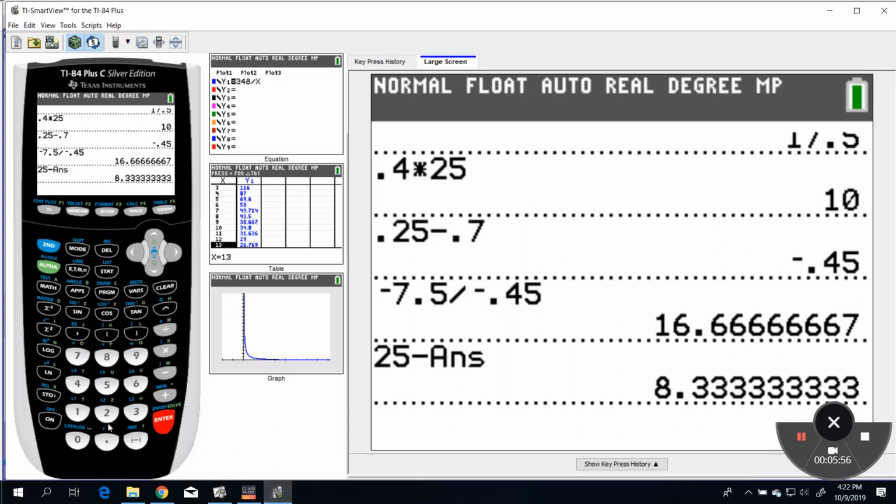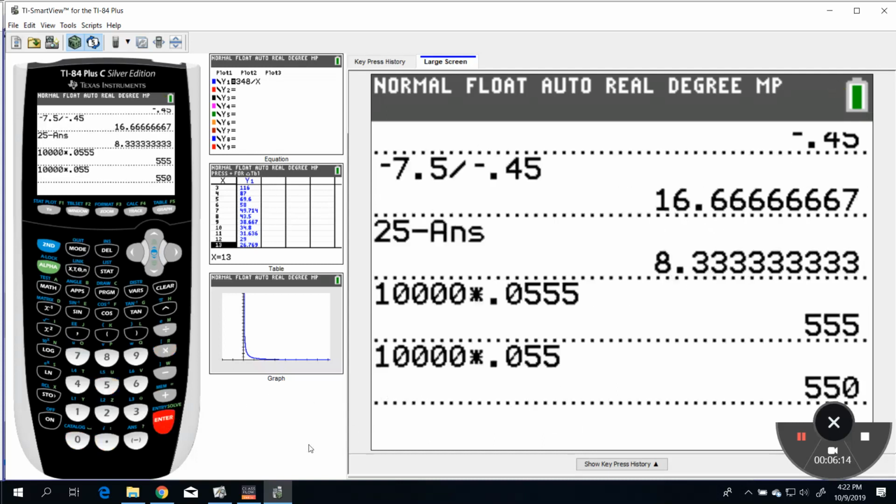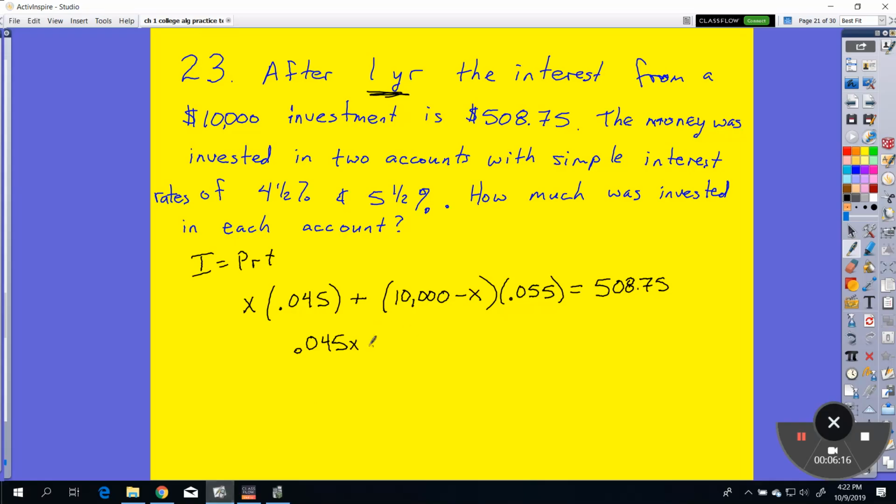I go to my calculator, 10,000 times 0.055. So 10,000 times 0.055 is $550. So plus 550 minus 0.055x equals 508.75.